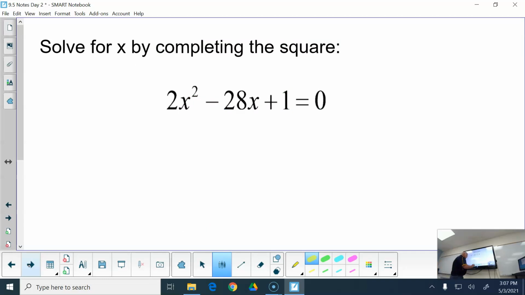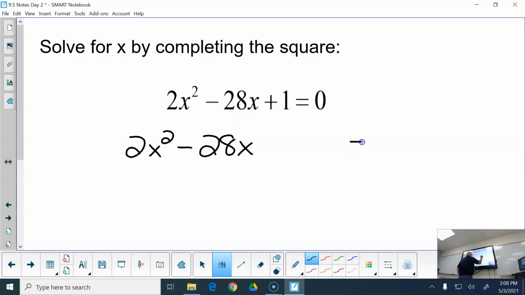Okay? So let's put it to use here in this one. Step number 1 says that we need to space out our equation. So 2x squared minus 28x equals negative 1. Okay?